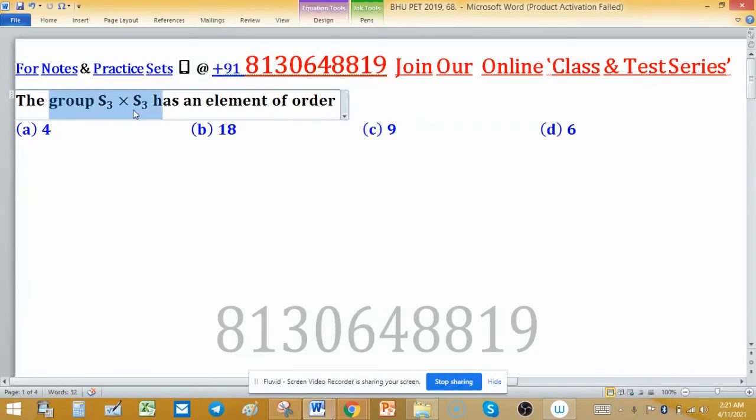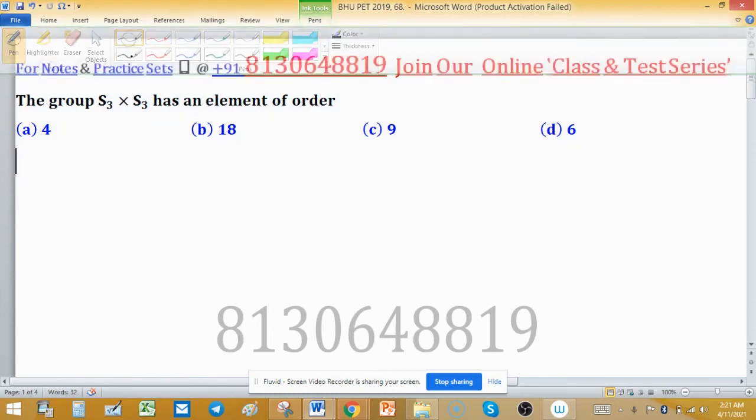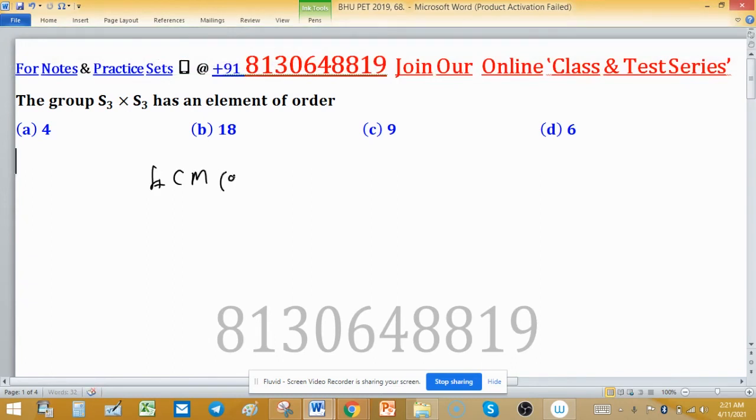The group S3 cross S3 has an element of order, meaning the possible order of an element which is in S3 cross S3. We know that this is a direct product of finite groups. In this, the order of an element in a direct product of a finite number of finite groups is the LCM of the orders of the components of the element.